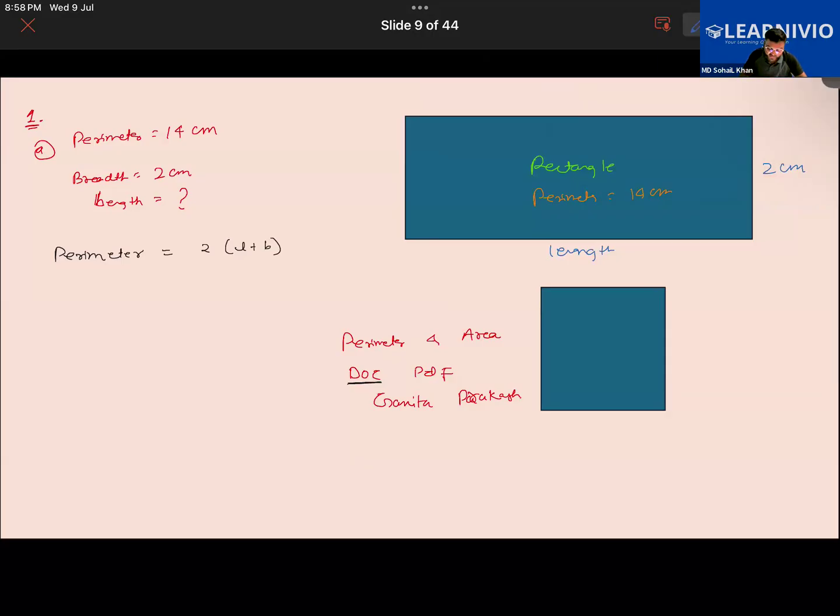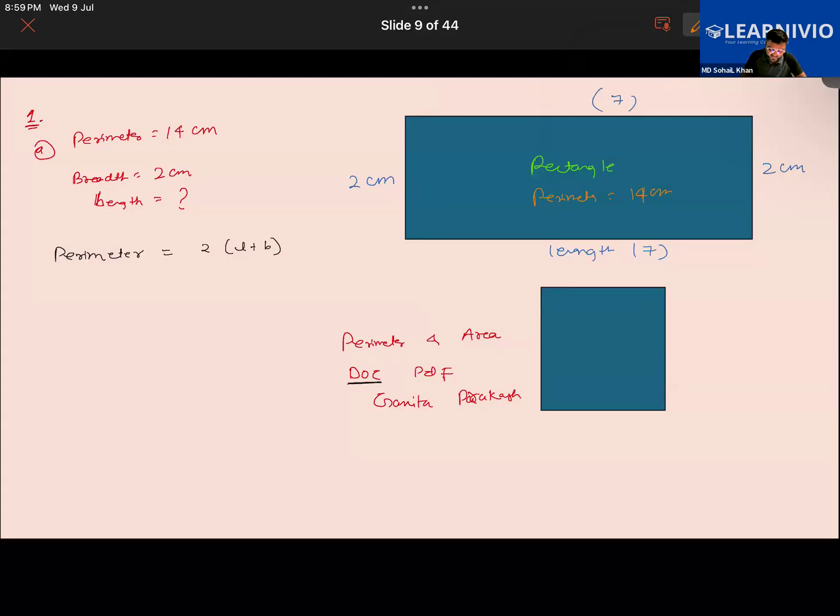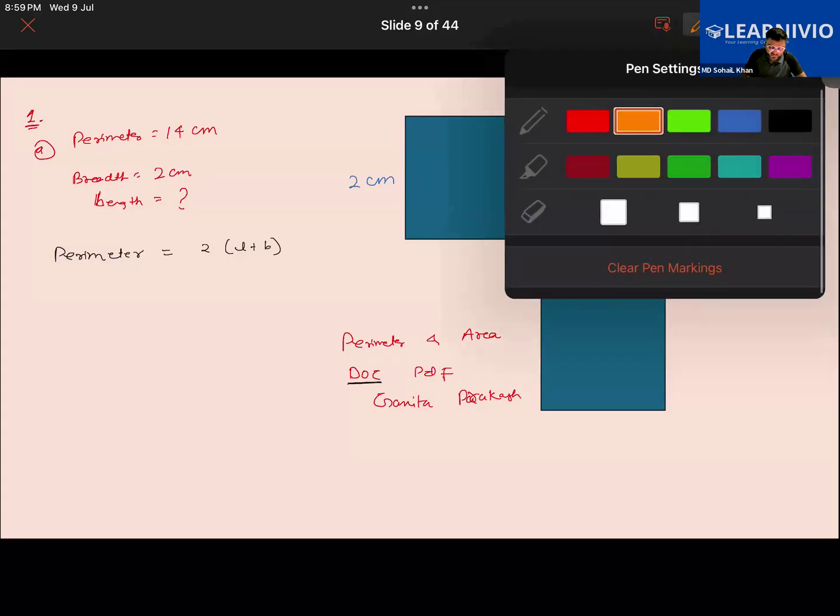Think about it. If the length is 7 centimeter, then this side will also be 7 centimeter, and this side is already 2 centimeter. So the sum of all the sides together should be equal to 14 centimeter, no, Nafis? See, 7 plus 7 is 14, 14 plus 2 is 16, 16 plus 2 is 18. But the perimeter as per the question is 14 centimeter, no? Understanding what I'm saying? So there is some error in it.